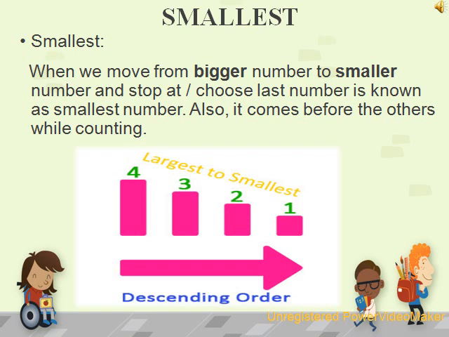Let's come to smallest. It is the opposite of largest. When we move from bigger number to smaller number and choose the last number, that is the smallest number. For example, in the series 4, 3, 2, 1, we have 1 with the least quantity and 4 with the most quantity. So, which number is smallest? 1.